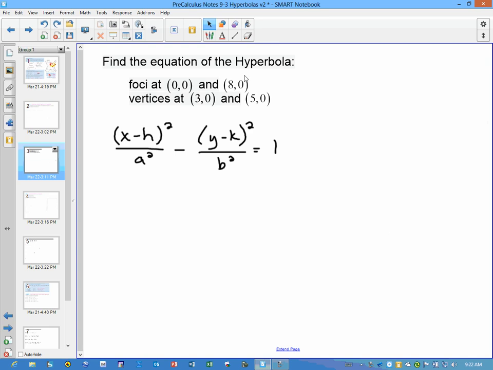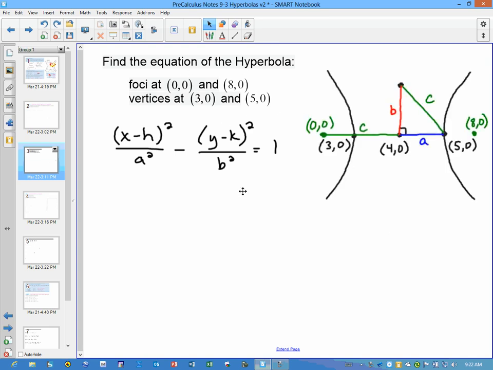Now if we think about how these would lay out, if we look at a visualization of this, one focus is at (0, 0). The other one would be all the way over here at (8, 0). So halfway between there would be the center, which would be at (4, 0). And then a vertex at (3, 0) and a vertex at (5, 0) would be between those three dots. So that's how our transverse axis would lay out.